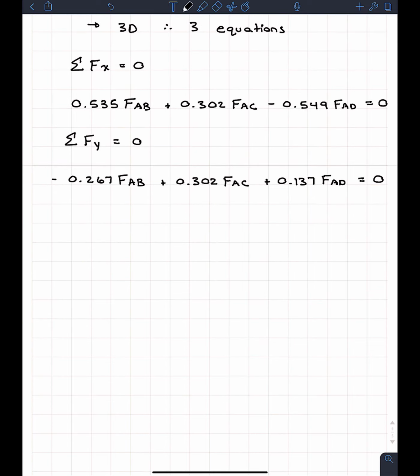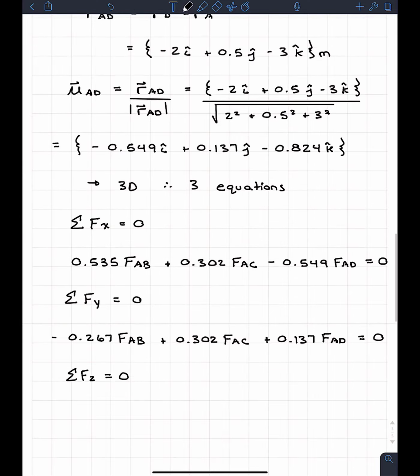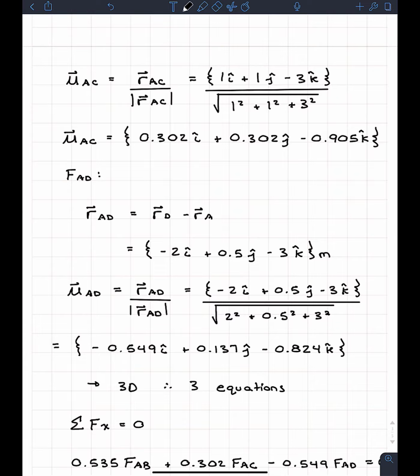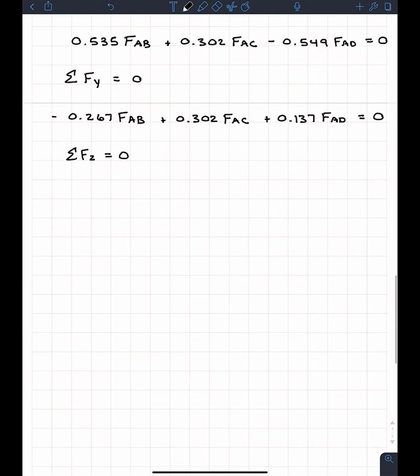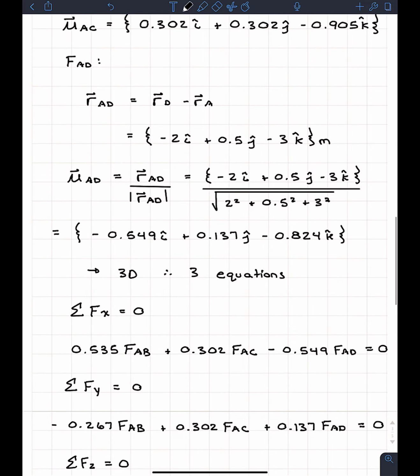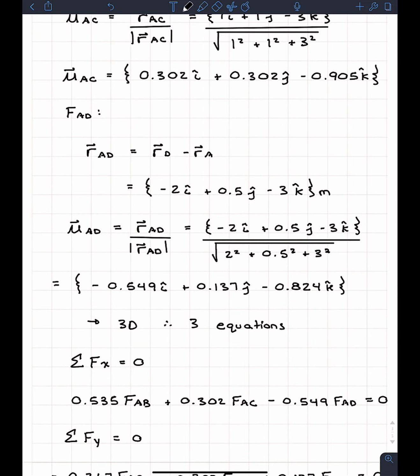So for my third equation, the sum of the forces in the z direction. This is the one you guys are least used to, because in 2D this is the one we don't have. Remember, in 2D we only have 2 equations. This one's going to be nice and easy because we do the same process, except we look at the k component. For UAB, we have negative 0.802, times FAB. I already know that these ones are all negative. So if I look at UAC, it's negative 0.905.